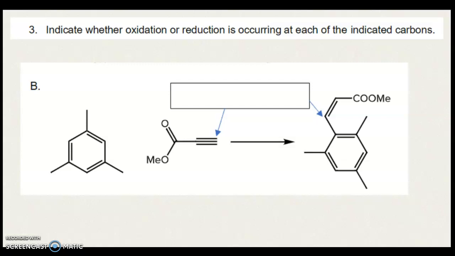Since we are breaking a triple bond, which is one of the strongest bonds to a carbon, and we're replacing that with a double and a single, which are both less strong than the triple bond, we'd say that this compound is being reduced.